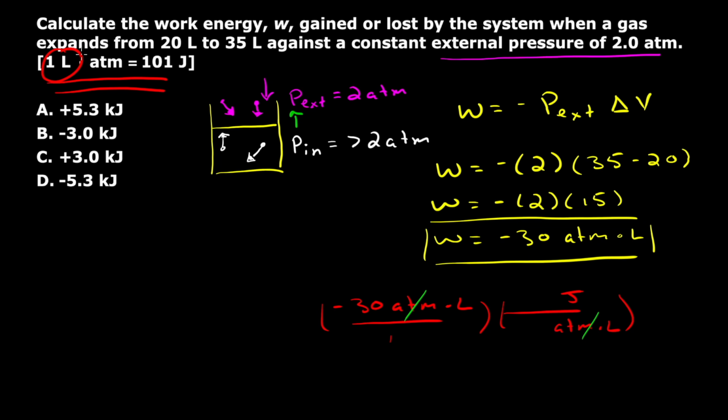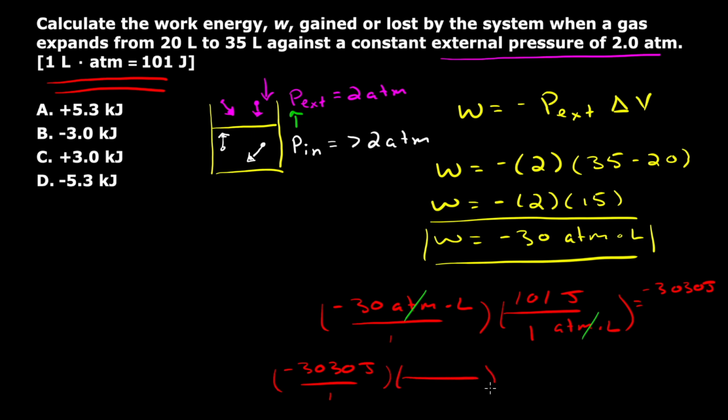For the numbers that go in here, I'll look right here. There's a 1 right there, so I'll put a 1 here, and there's a 101 for the joules, so I'll put 101 here for those joules. When I multiply this number times 101, I get negative 3030, and that's in joules. Now that I'm in joules, I need to go to kilojoules. So I'll take this negative 3030 joules and put that over 1.